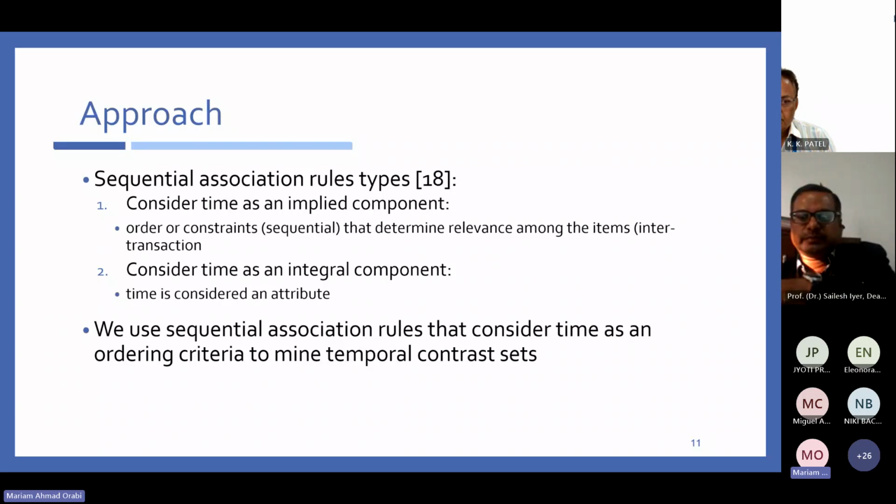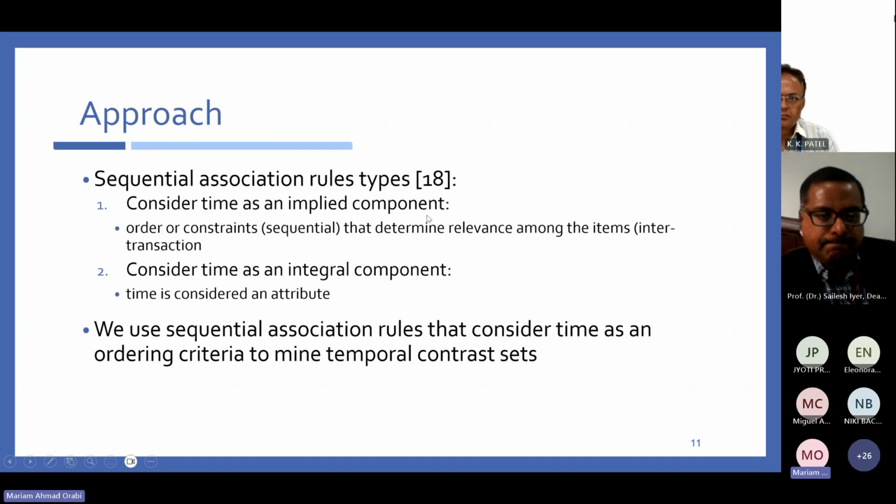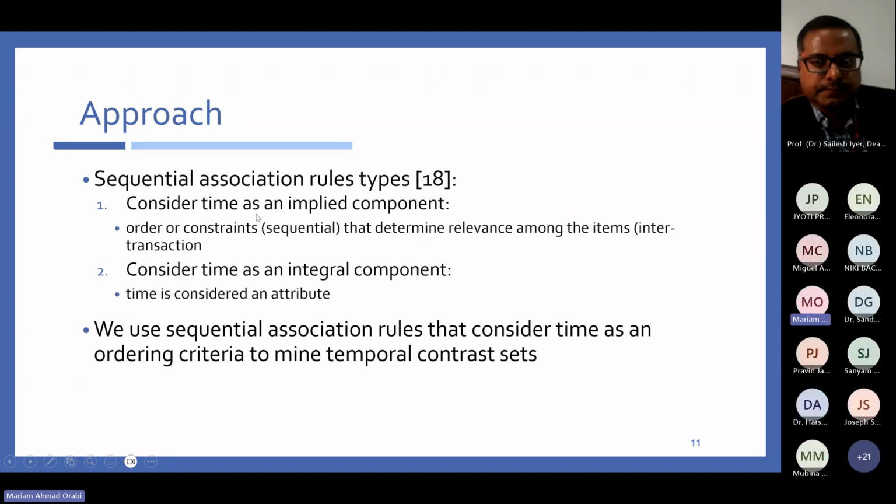The approach that we followed is as follows. We use sequential association rules instead of traditional association rules. The sequential association rules have two types, one that considers time as an implied component and one that considers time as an integral component, which means that in the first one, the order or the constraint that determines the relevance between the items is time. And in the second one, time is considered as an attribute. We follow the first category to mine sequential association rules and use them for the temporal contrast sets mining.